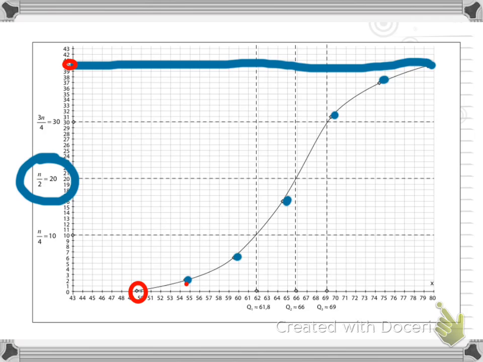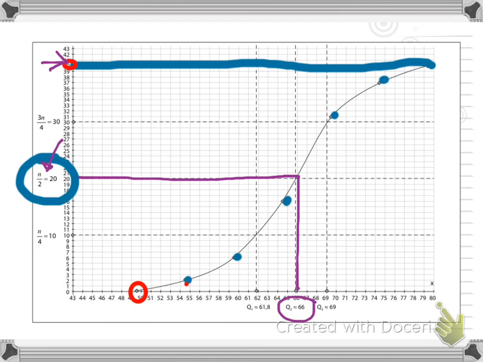So in this case, remember what we said. We said that we had 40 pieces of information in my group, so we read it off over there. If you take 40 and divide by 2, you get 20. So you find position 20 on your y-axis. You're going to go across and read off. So we can say that the median is approximately 66.